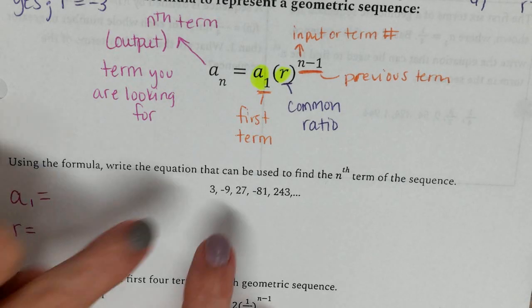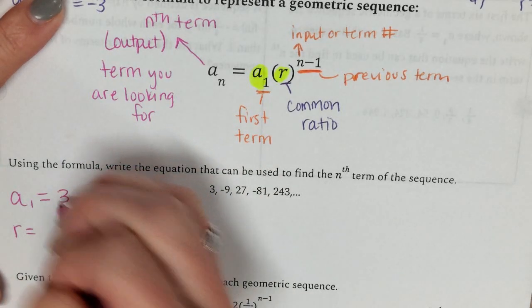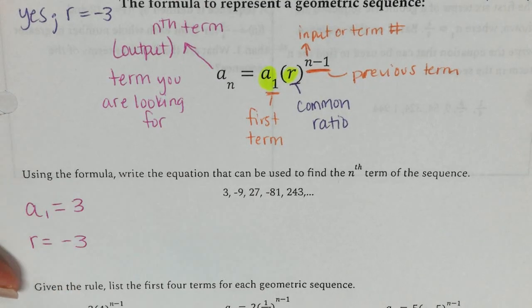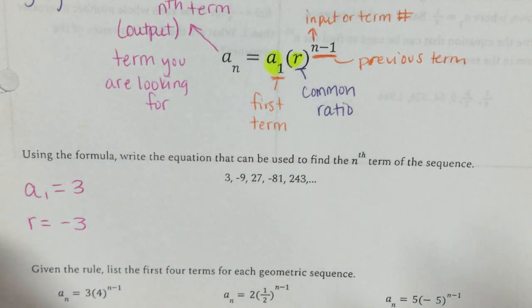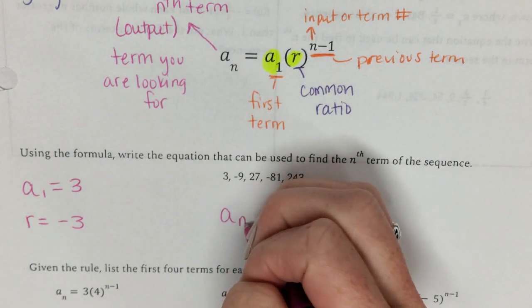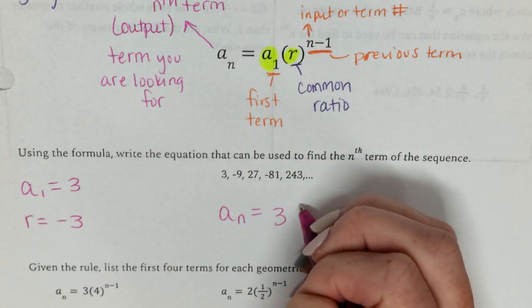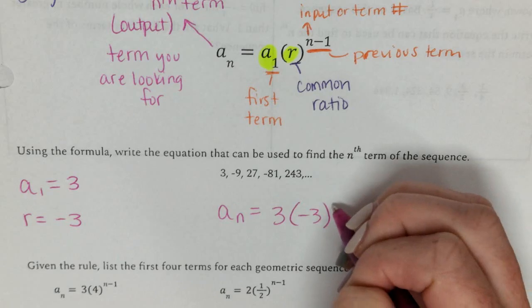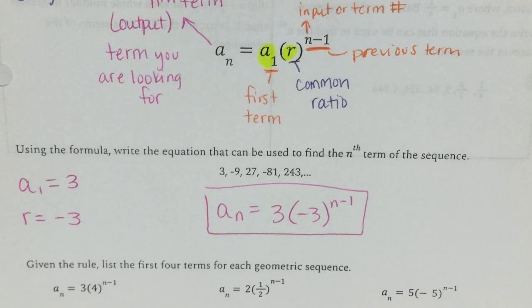So all you need to do is fill in these 2 pieces to write the explicit formula. Well, we already know that the first term is, anybody? 3. Now we need to find the common ratio, which is the same list we did up here. What was the common ratio? -3. So now that we have that, we can fill them into this explicit formula. To find the nth term, a sub n equals a sub 1, which is the first term, so 3, times, I just put it in parentheses, the common ratio, which is -3, raised to the n minus 1. And that's your answer. That is how you write the explicit formula.